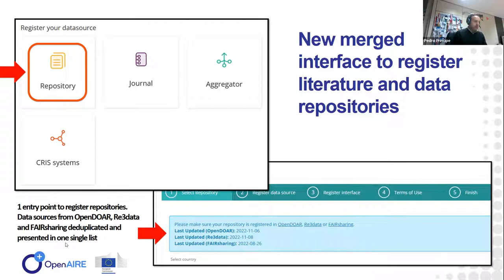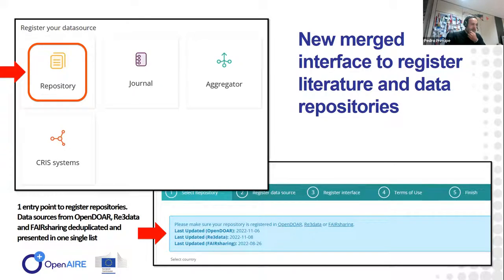So, one entry point. And what we do is try to deduplicate the sources based on the three directories. Sometimes the deduplication cannot be 100% correct. It depends on the way that we have registered our data source in these three directories. If we have a completely different way in terms of naming to register something in FAIRsharing and re3data, maybe we were not able to deduplicate this, and you will have two entries. So this is the issue.